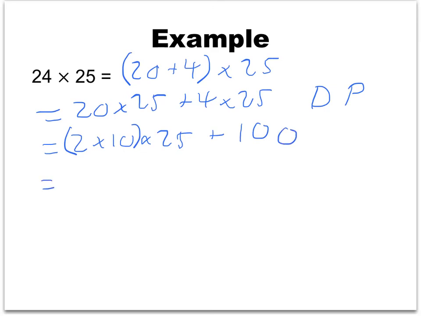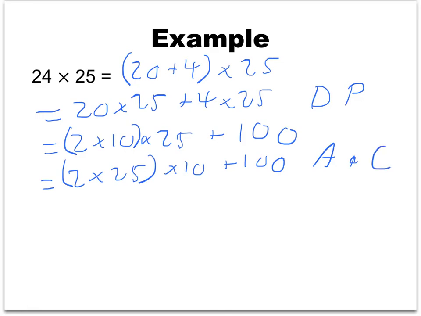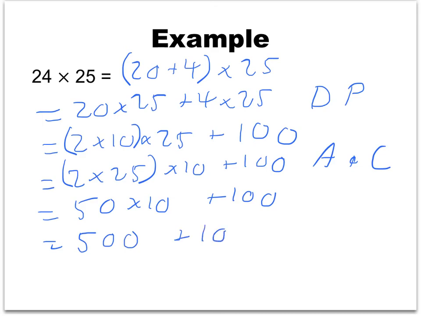Okay. Now let's rearrange terms here in this first term. So let's take this as 2 times 25 times 10 plus 100, and so again we've used the associative and commutative properties. Now 2 times 25, that's 50 times 10 plus 100, and then 50 times 10 is just like what we did in the previous problem. This is going to be 500 plus 100, and then we do that arithmetic, and this is 600.